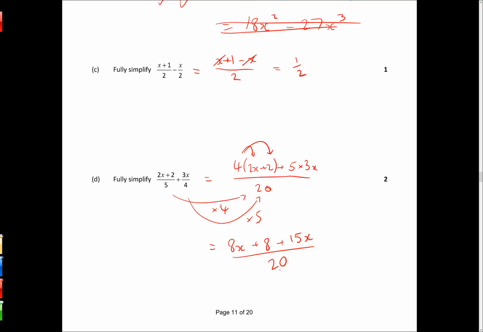Alright, 8x plus 15x is 23x. There's still a plus 8, and it's all on 20. And there's nothing I can do that simplifies further than that. I can't add a 23x and an 8, they're not like terms, so we're done.